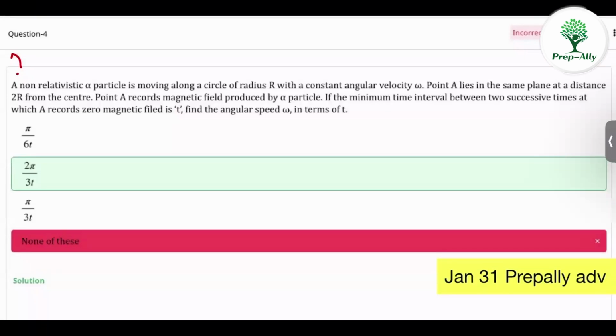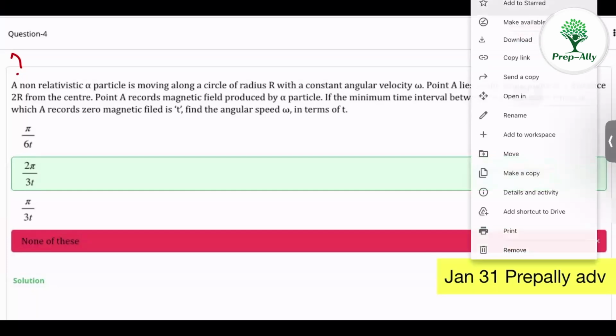A relativistic alpha particle is moving along a circle of radius r with a constant angular velocity. A point lies in the same plane at a distance of 2r from the center. It records the magnetic field produced by the particle. If the minimum time is t0, find the angle. Tell me what is the doubt here?